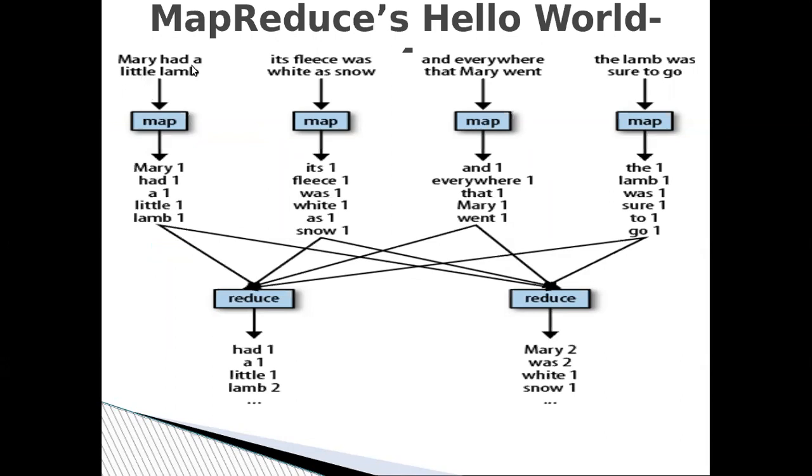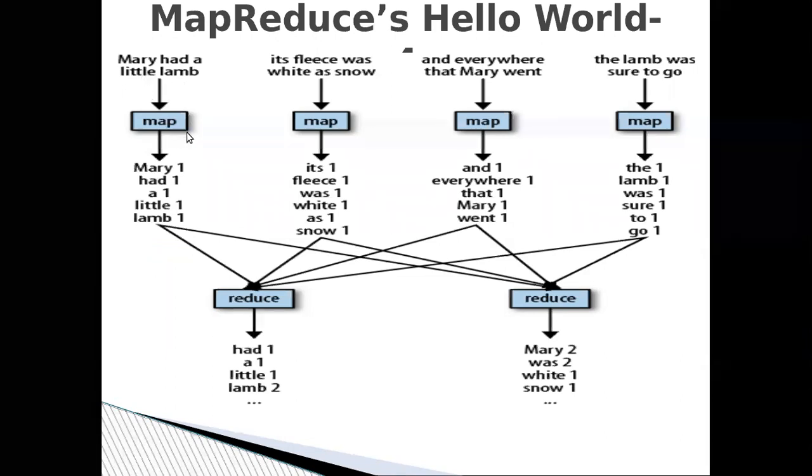So, Mary had a little lamb. This goes to the first map. Its fleece was white as snow goes to the next map, and everywhere that Mary went goes to the third map. The lamb was sure to go goes to the fourth map. See what it does. It splits. It says Mary occurs once, had occurs once, and so on.